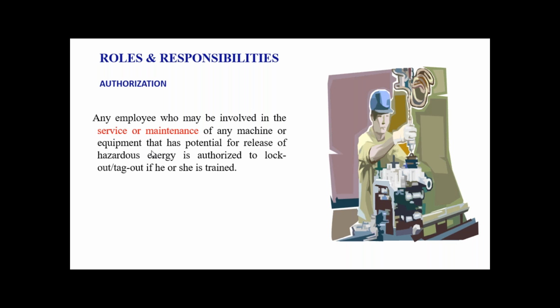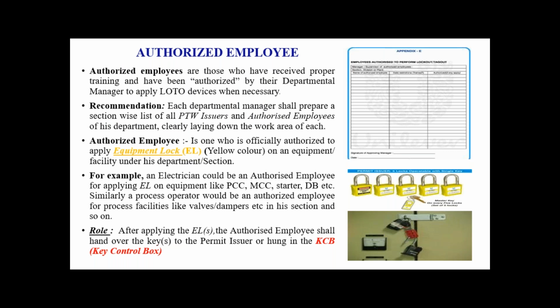So it means normally this LOTO system is applicable to the persons who are in the service or maintenance department, or who are doing these activities on a regular basis, who have the experience as well as the training sessions for these types of LOTO systems. That is called authorization. So this is an authorized employee. So who are the employees who are authorized for these LOTO systems?